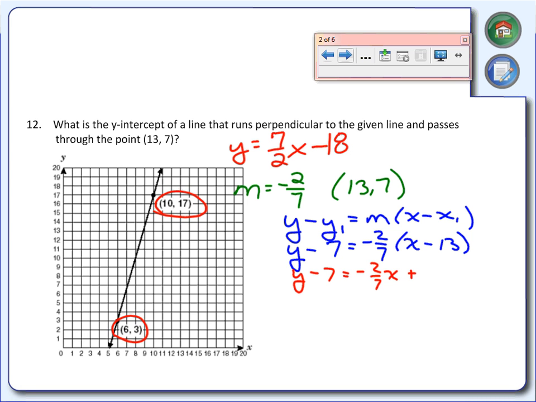Negative 2 over 7 times negative 13. And I want the fraction. Make sure you give me the fraction. Negative 2 over 7 times negative 13 is 26 over 7. Now notice what I'm trying to do here. I'm trying to get this thing in slope-intercept form. So the next thing I'm going to do is add 7.